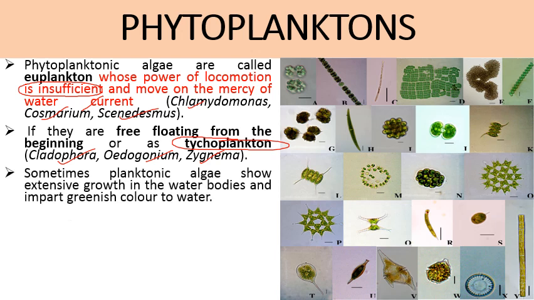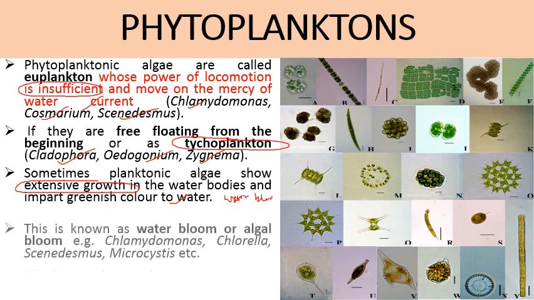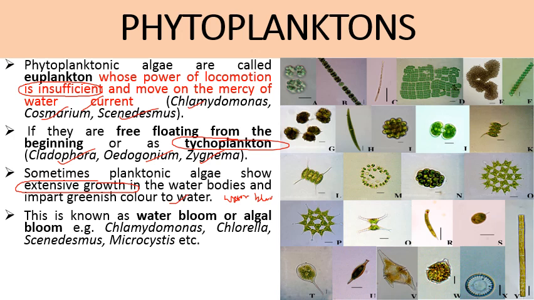Sometimes planktonic algae show extensive growth. If water is rich in nutrients, तो जो water body का surface होता है, that is covered by the excessive growth of algae, and that imparts the greenish color to the water. और इस condition को हम कहते हैं water bloom. So that condition is termed as water bloom, or algal bloom. And the algae which is mostly responsible for this algal bloom are Chlamydomonas, Chlorella, Sanidesmus, and Microcystis.